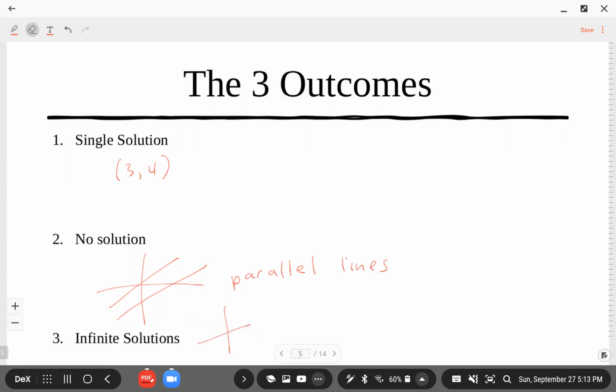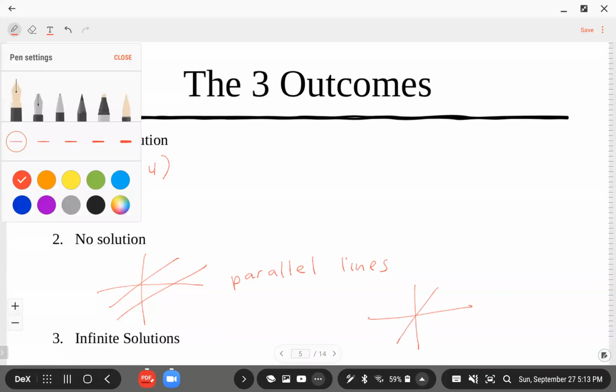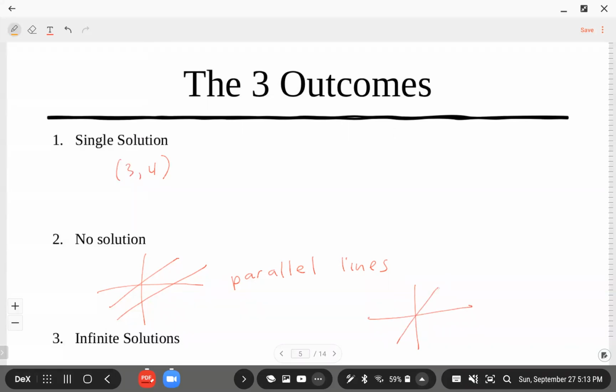The same lines, right? So if you graph the same line, it'll intersect forever. So that is infinite solutions. If you just graph the same line over and over again, then there will be infinite intersection points. So that is infinite solutions. Infinite solutions is the same line.